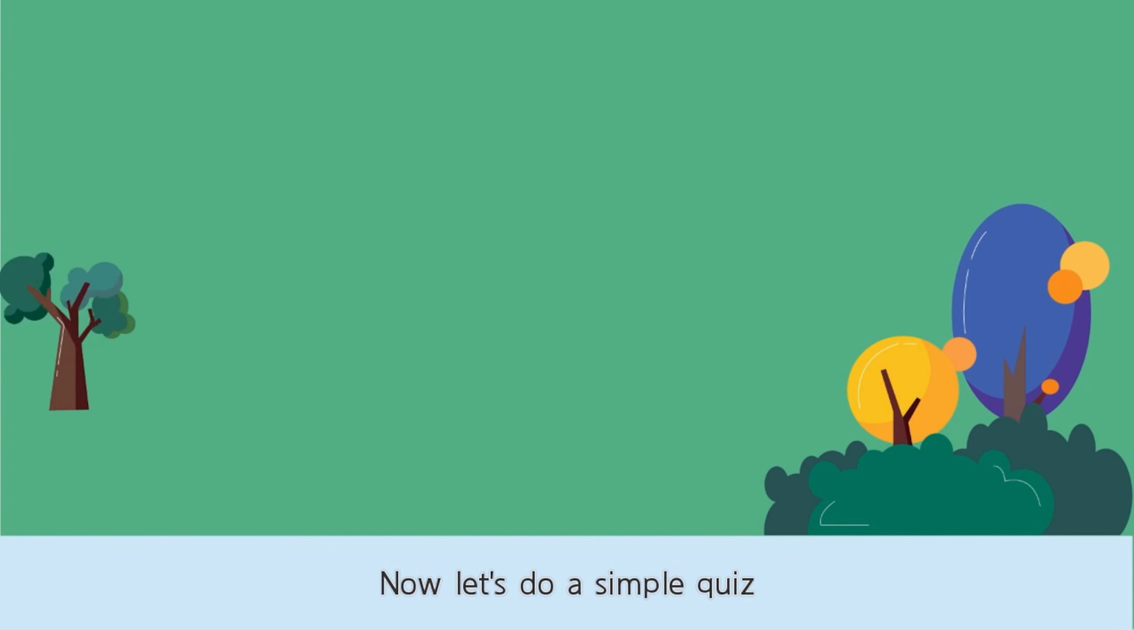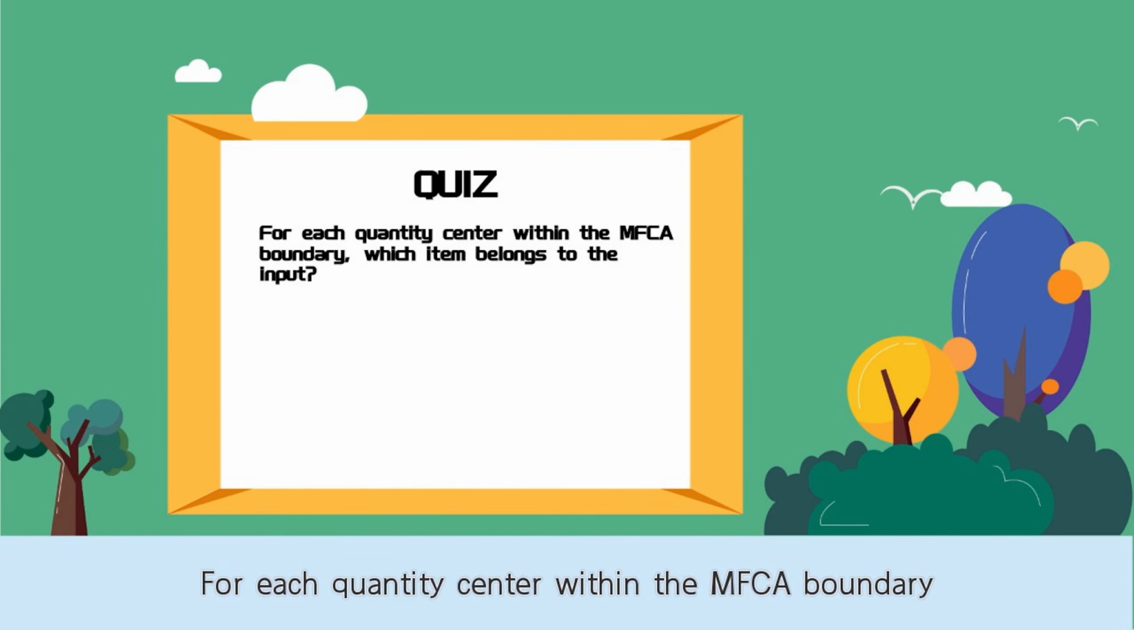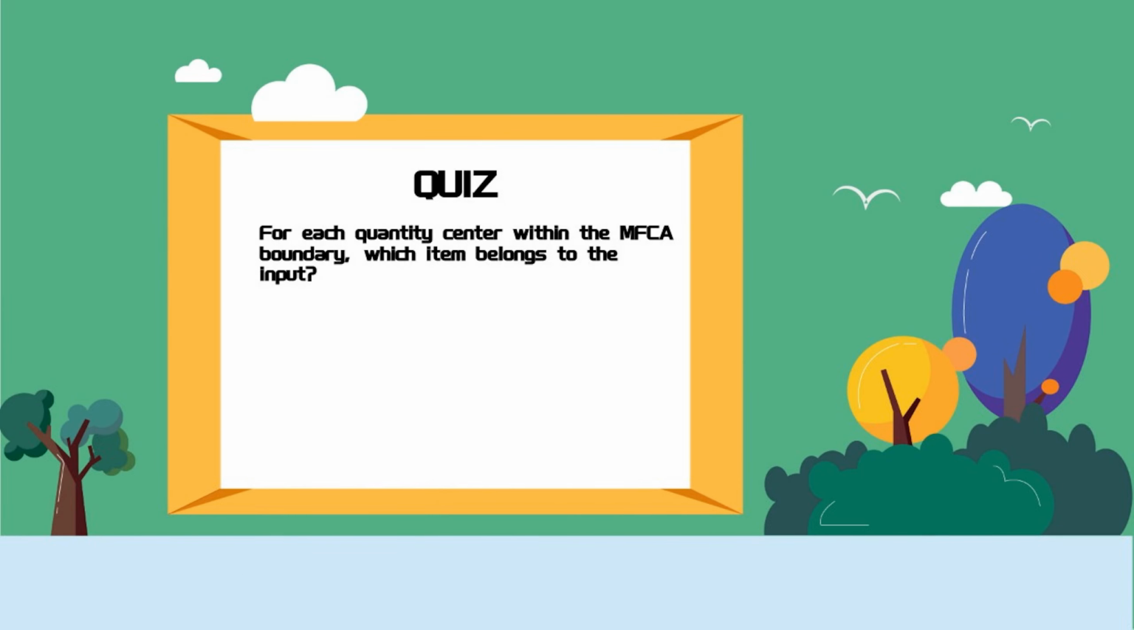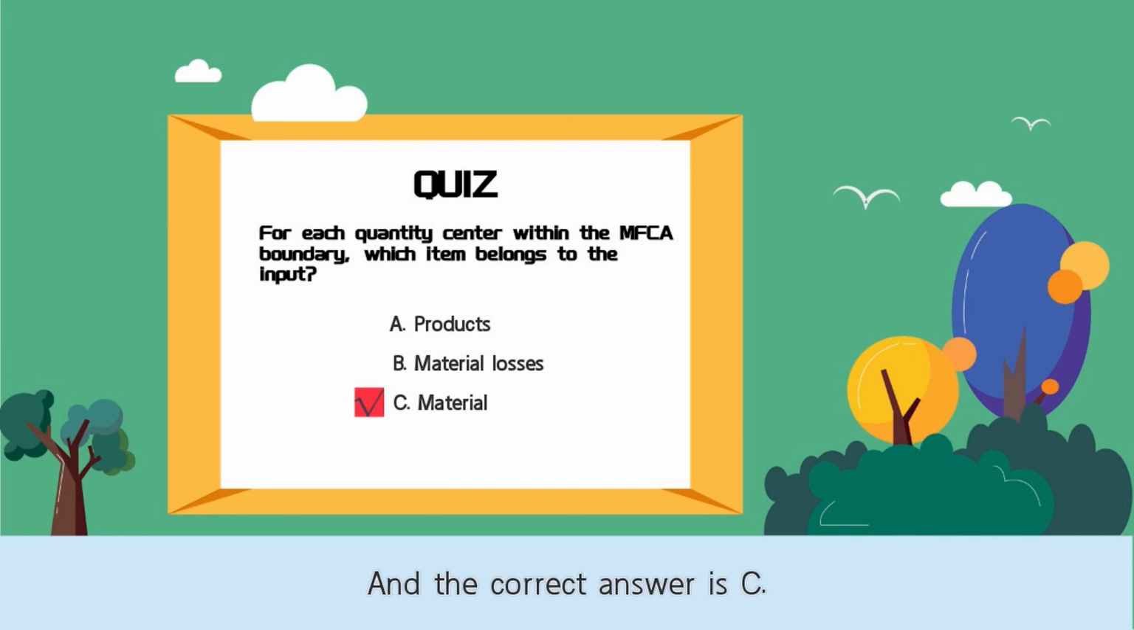Now let's do a simple quiz. For each quantity center within the MFCA boundary, which item belongs to the input? A. Products. B. Material losses. C. Materials. And the correct answer is C.